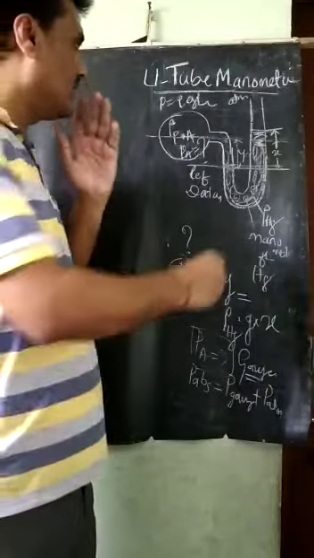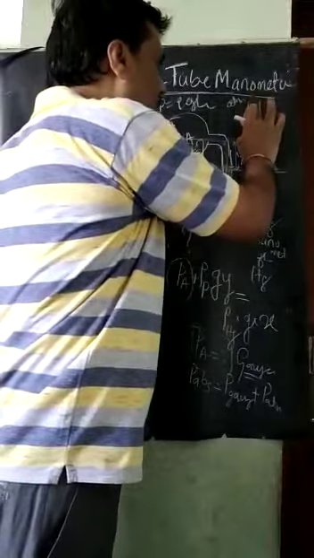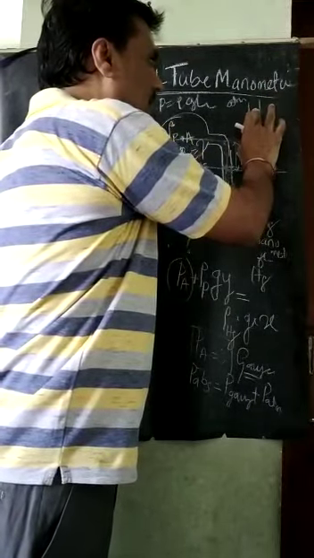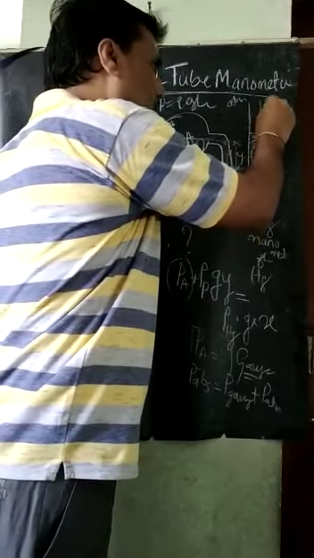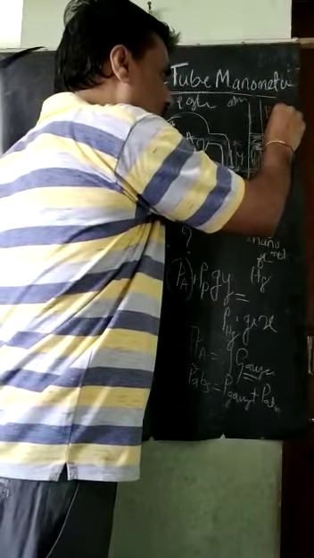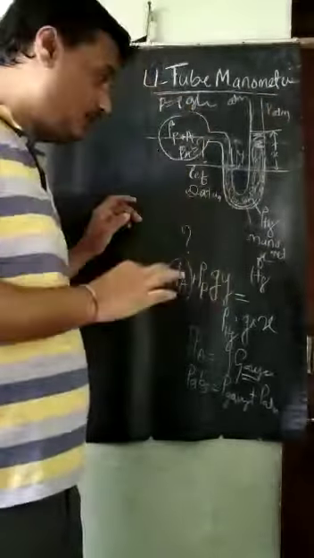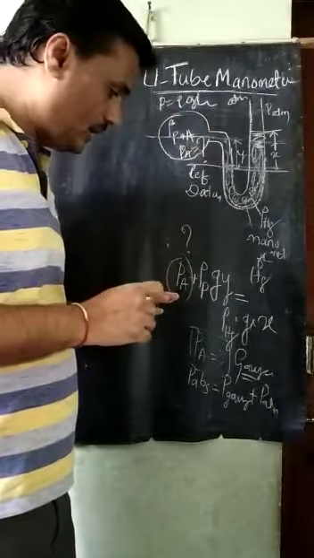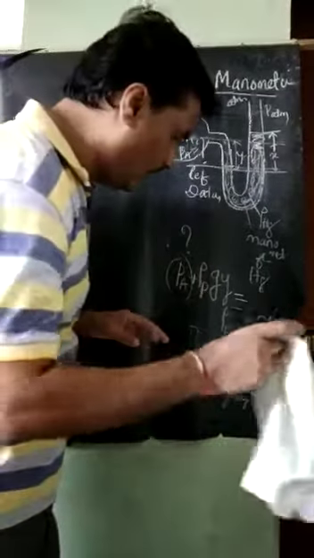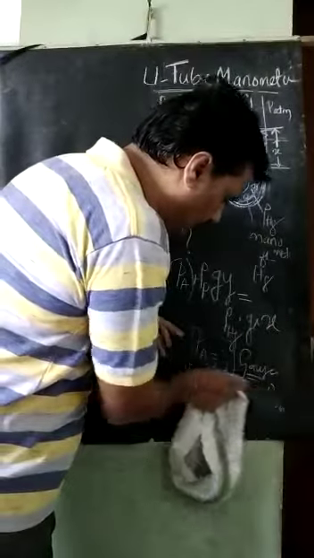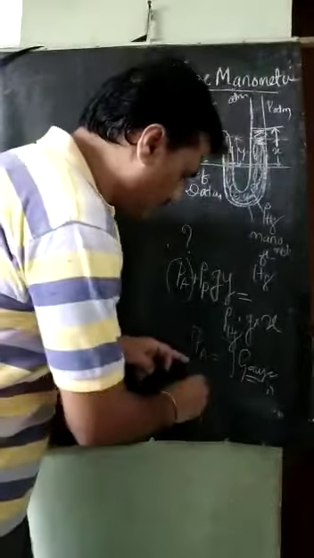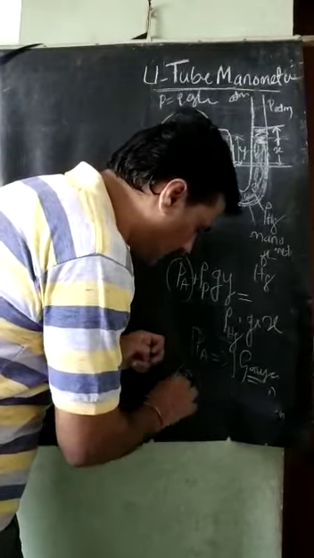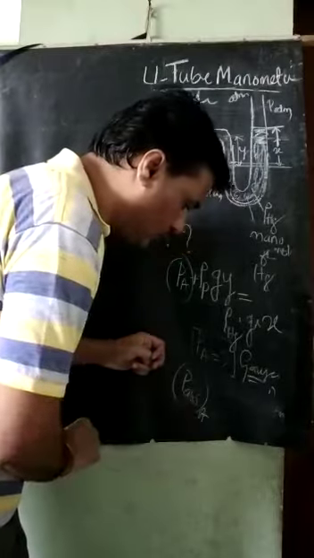What has to be taken here now? This limb is open. The right limb is open to the atmosphere. If the atmospheric pressure is given, and they ask to find the absolute pressure, then what has to be done here? As we have already found the gauge pressure PA, PA already we found.